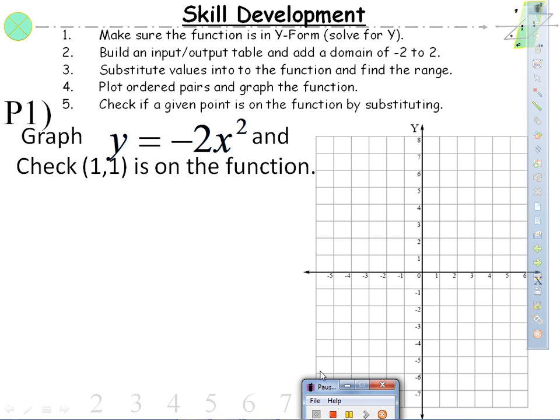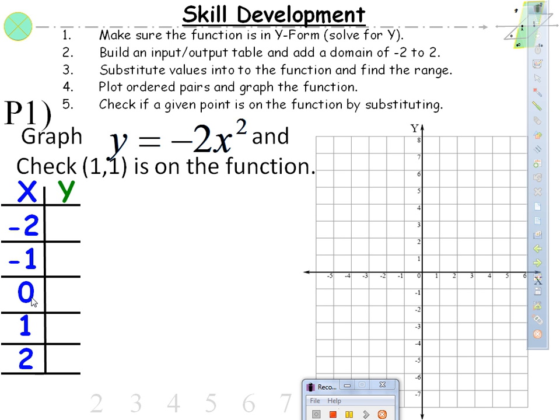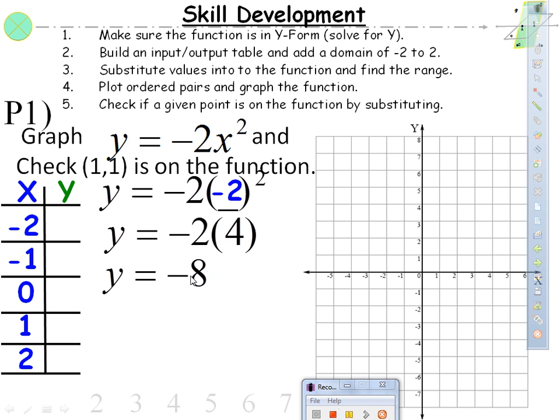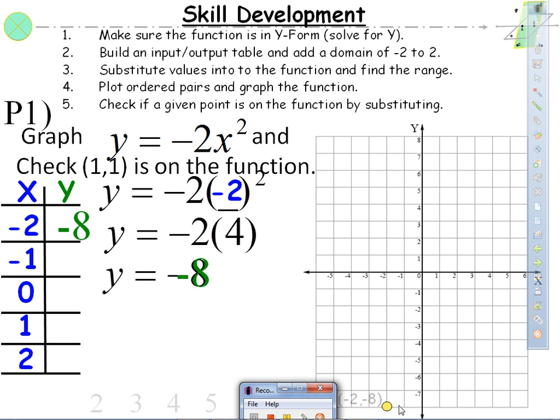Okay, as you're finishing up, here it goes. Is it in y form? Yes. Solve for y. Yes. From there, I get my table going. -2, -1, 0, 1, 2 for my domain. My range, I substitute these values in here. My first value becomes -8. That goes here. I plot that, -2, -8. Move this over. It's down here. There it is.